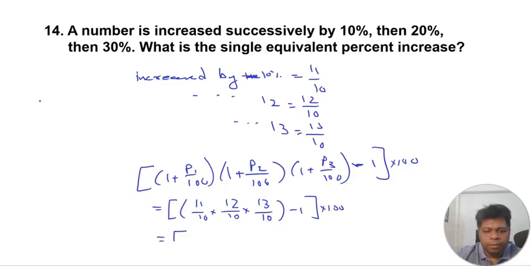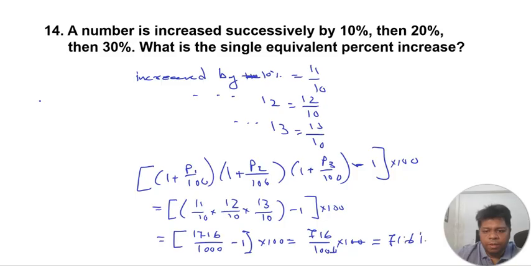If I go by this, it would become 1716 by minus 1 and into 100 equal to 716 by 100. Okay, now if I discard the zeros, it will become 71.6%, and as it is positive, so increase. Okay, now next go to next question.